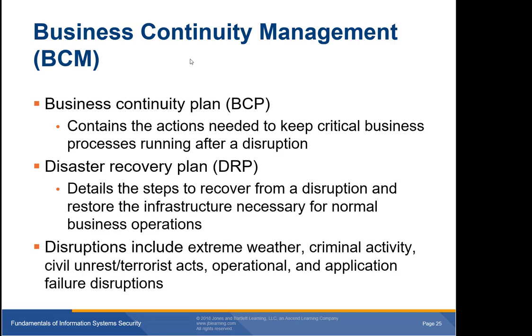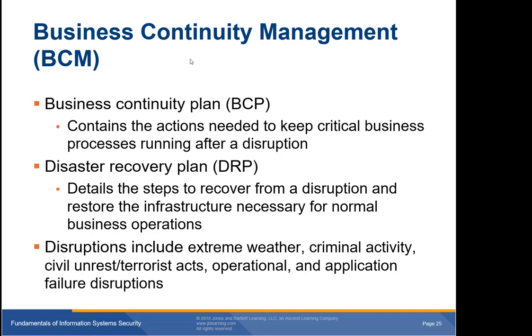You have business continuity plan, or BCP. This plan contains the actions needed to keep critical business processes running after a disruption. Disruptions can be minor, such as power outage, or major, such as weather damage that makes an organization's building unusable. And disaster recovery plan. This plan details the steps to recover from a disruption and restore the infrastructure necessary for normal business operations.